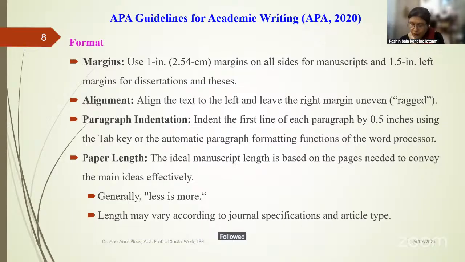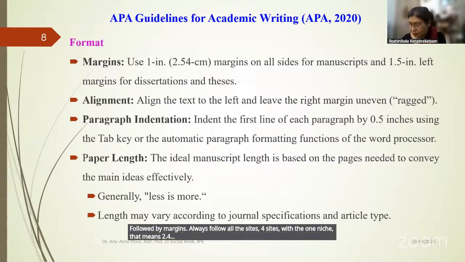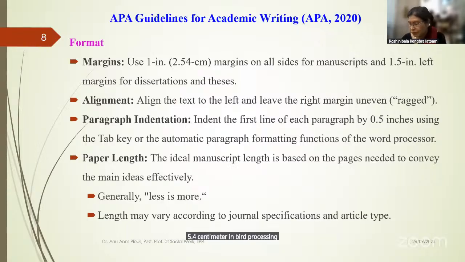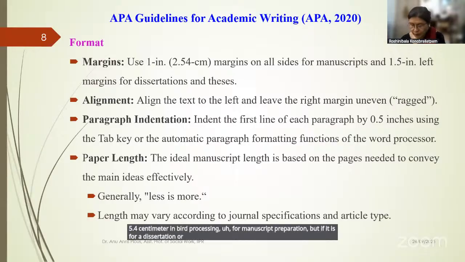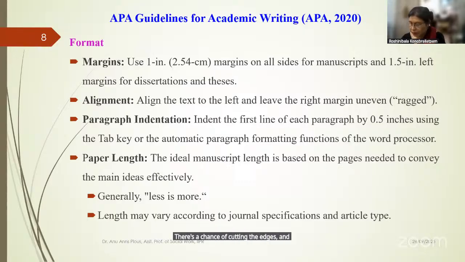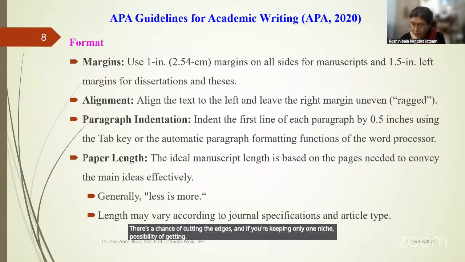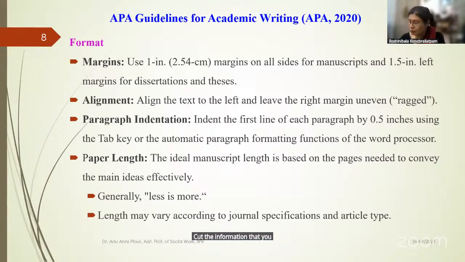Followed by margins. Always follow all four sides with 1 inch, that means 2.54 centimeters in word processing for manuscript preparation. But if it is for a dissertation or thesis where you need to go for binding, you have to give the left side 1.5 inch. 0.5 inch additionally you have to give, because while binding there's a chance of cutting the edges, and if you're keeping only 1 inch, there is a possibility of the information that you are giving in the document getting cut.